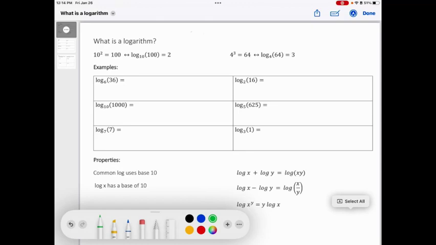In this mini lesson, we are going to talk about logarithms. So first, let's talk about what a logarithm is.